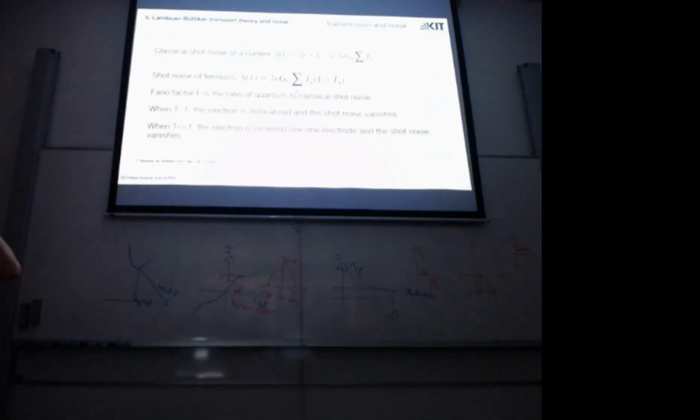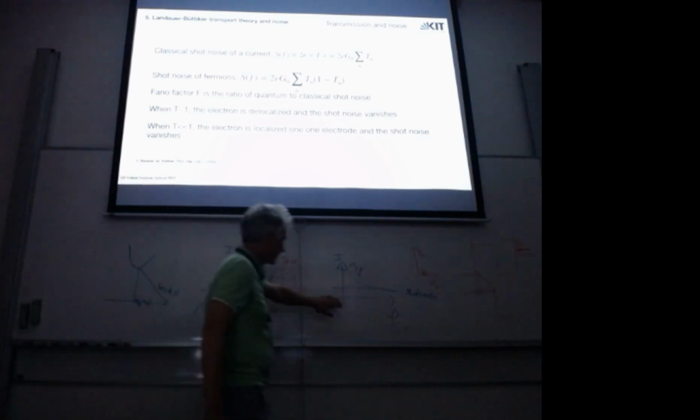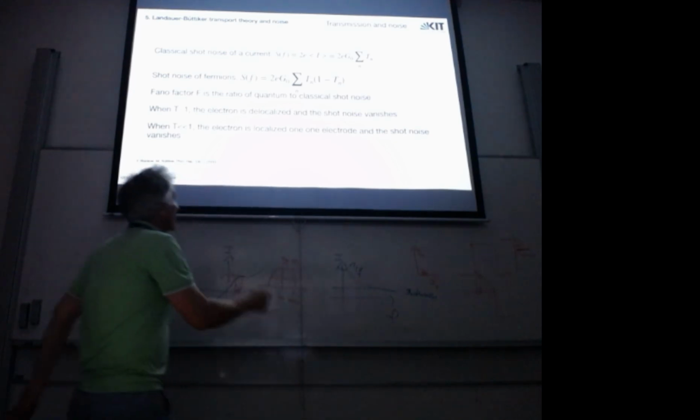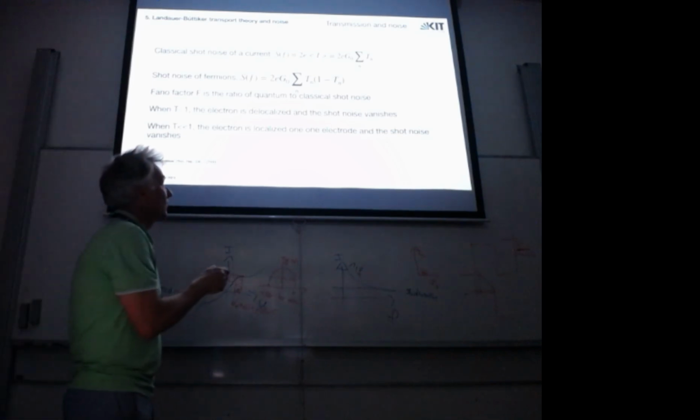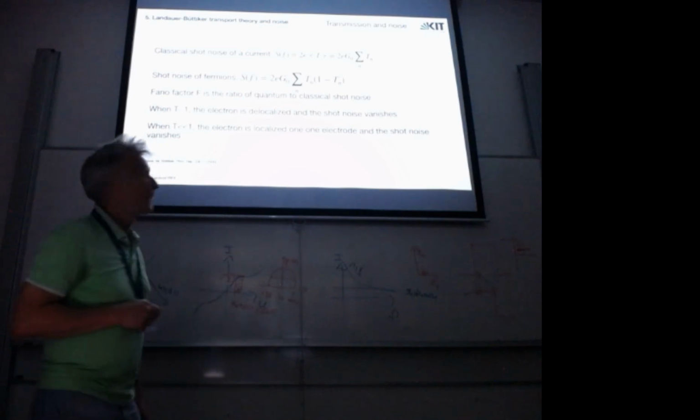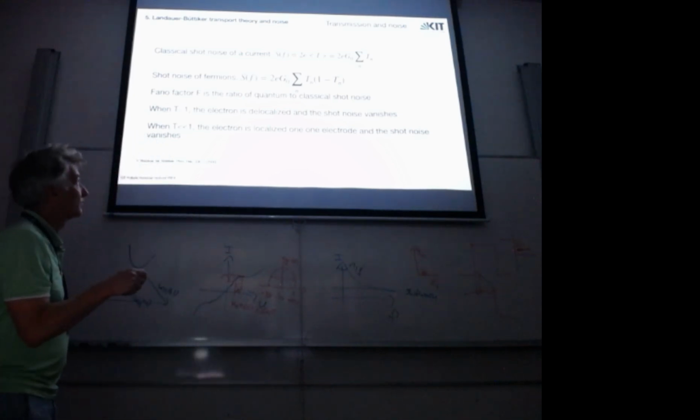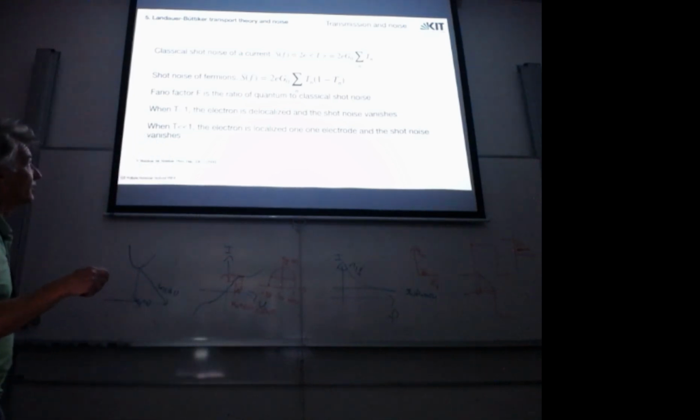But Landau-Büttiker also gives you something else: noise. So the classical shot noise is plotted already here. There's a noise density which does not depend on frequency and is 2e times the average current, or 2e times G0 times the transmission.